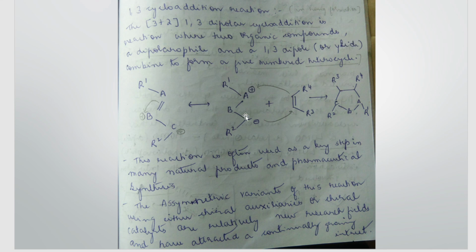Okay, and these two, the dipolarophile and the ylide, combine to give a 5-membered heterocycle, that is nothing but 1,3 cycloaddition reaction. So it's a key step in the synthesis of many natural products in the pharmaceutical industries, and different variants of this reaction have also come using chiral auxiliaries or chiral catalysts. These are all new to the research field, and this field is growing.